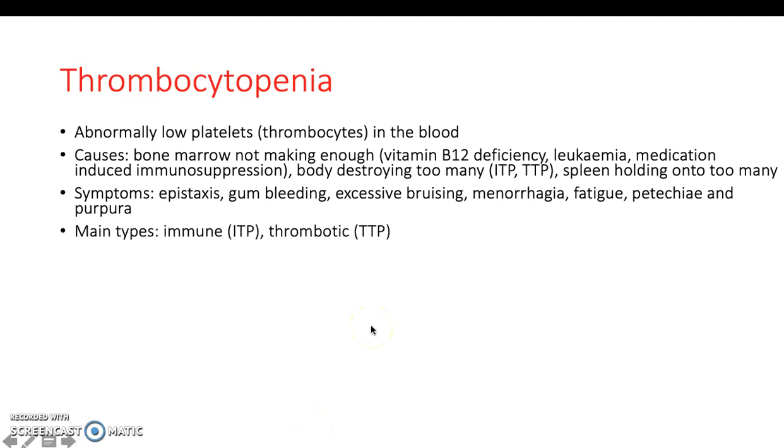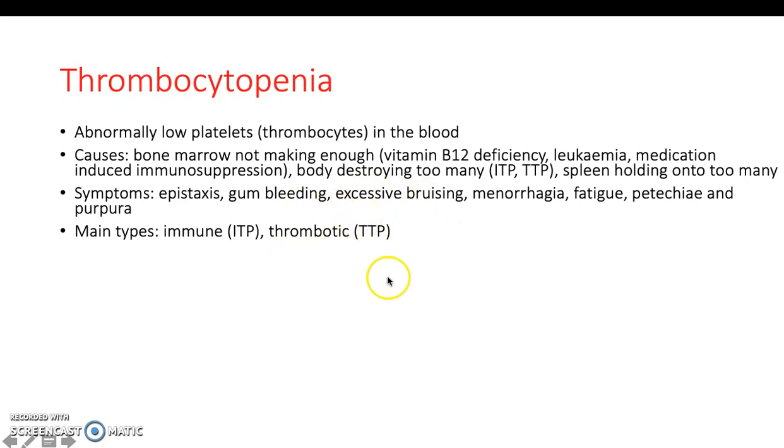So the main types, ITP and TTP. ITP, also called immune thrombocytopenic purpura, is where you have an isolated low platelet count with normal bone marrow. It's an autoimmune disease where antibodies form against platelet surface antigens, and this shows as a characteristic purpuric rash. TTP is an emergency, so if you suspect this, get on it straight away.